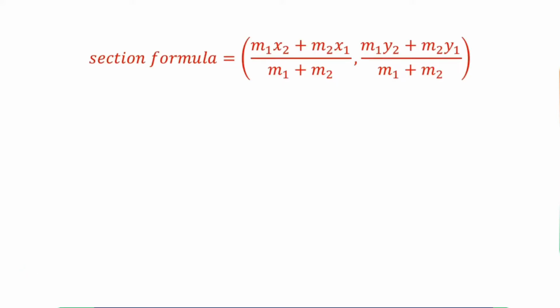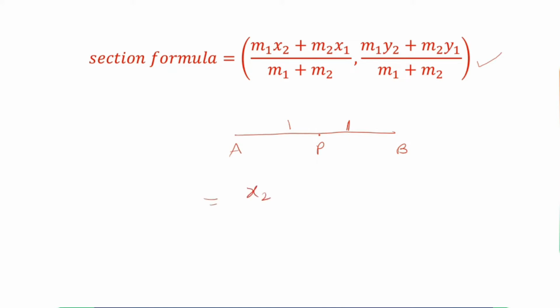Section formula: (m1 x2 plus m2 x1) by (m1 plus m2), (m1 y2 plus m2 y1) by (m1 plus m2). Here AB is a line segment. When this line segment is divided equally, that point is called the midpoint of the line segment. Let P divide the line segment in 1:1 ratio, an equal ratio. So m1 is 1 and m2 is also 1. Substitute in the above formula.